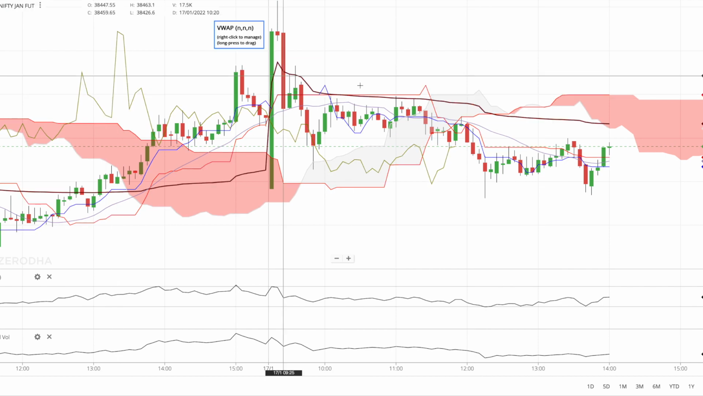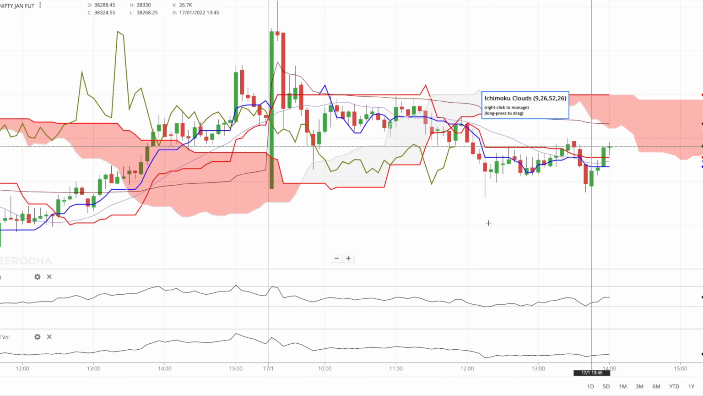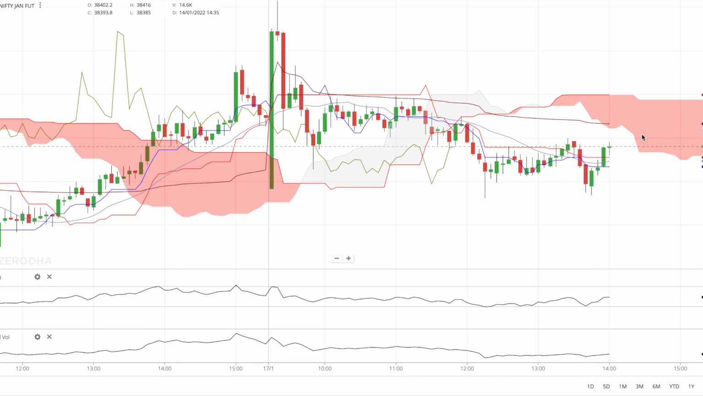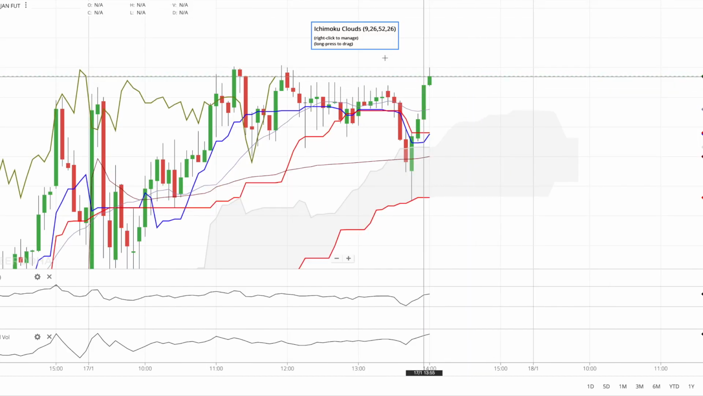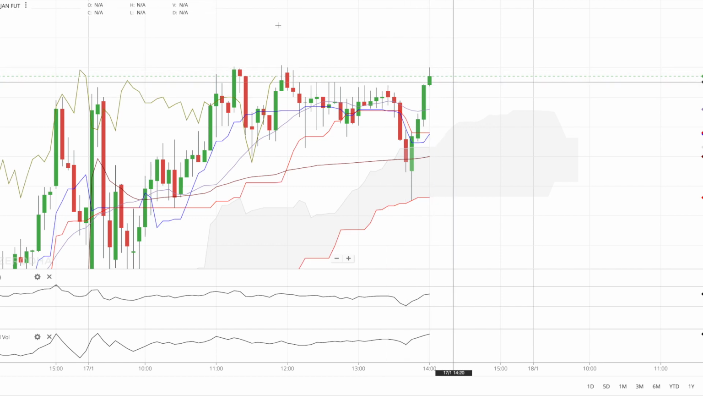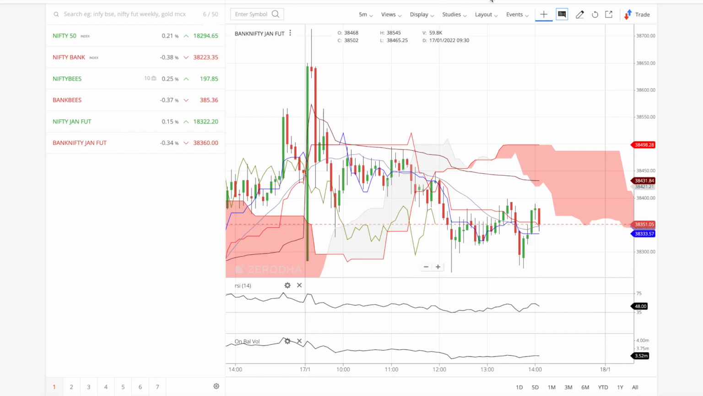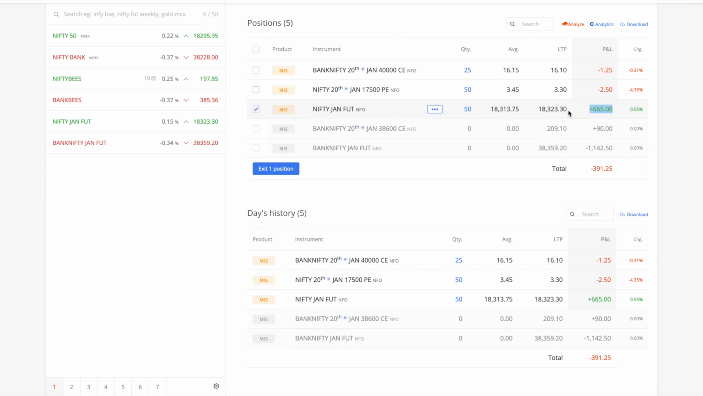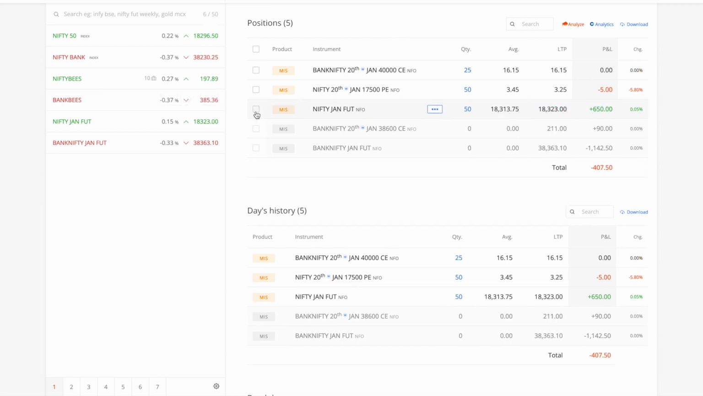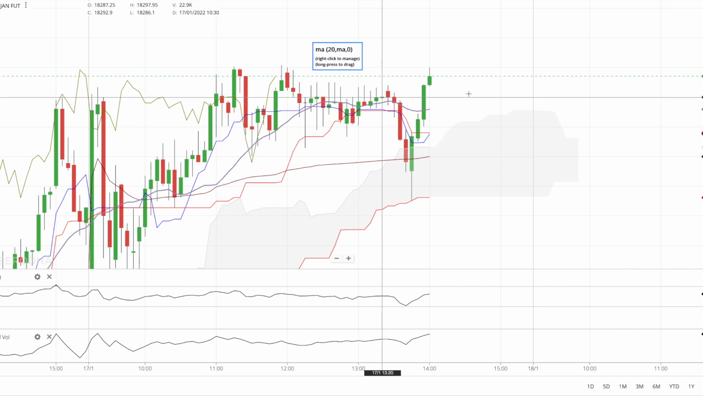So net for the day, I'm long Nifty, short Bank Nifty, and net I'm just nowhere really. I'm at break even, but this Nifty trade seems to be doing well. So I'm long Nifty at the moment. If you look at positions, I'm down 387. So I lost 1,000 on this. I've made 660 on this. So overall, not a very bad position to be in, and it could move higher.